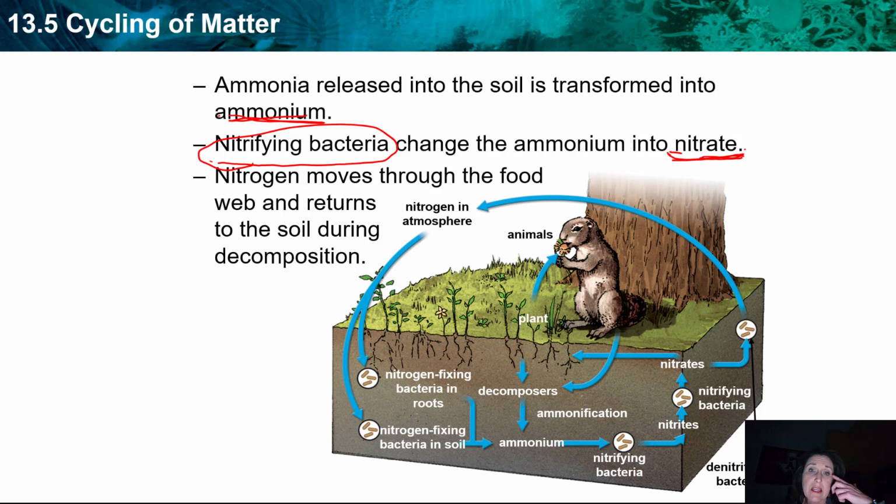Animals are going to eat the nitrogen through plants, and plants get it through their roots because there's bacteria in the soil. Okay, they love this question on the EOC, so just know nitrifying turns it into nitrates, nitrogen fixing turns it into ammonia. And ammonia is like the same thing that you clean your house with, okay, ammonia.